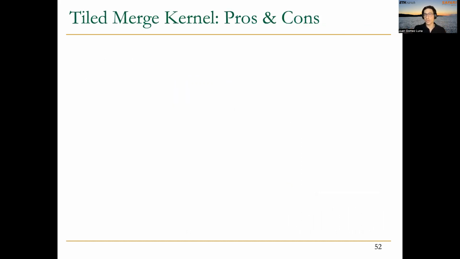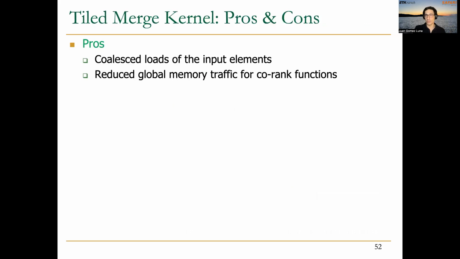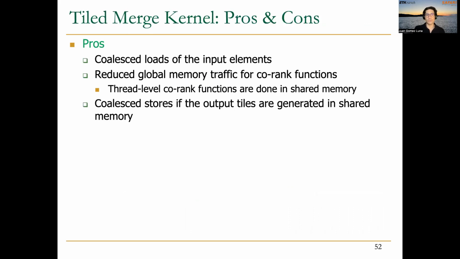The tile merge kernel has pros and cons. The pros are, first of all, that we have coalesced loads of the input elements. There is a reduced global memory traffic for the core rank functions. The thread level core rank functions are done in shared memory, as we have seen. There are coalesced stores if the output tiles are generated in shared memory, as we just mentioned.